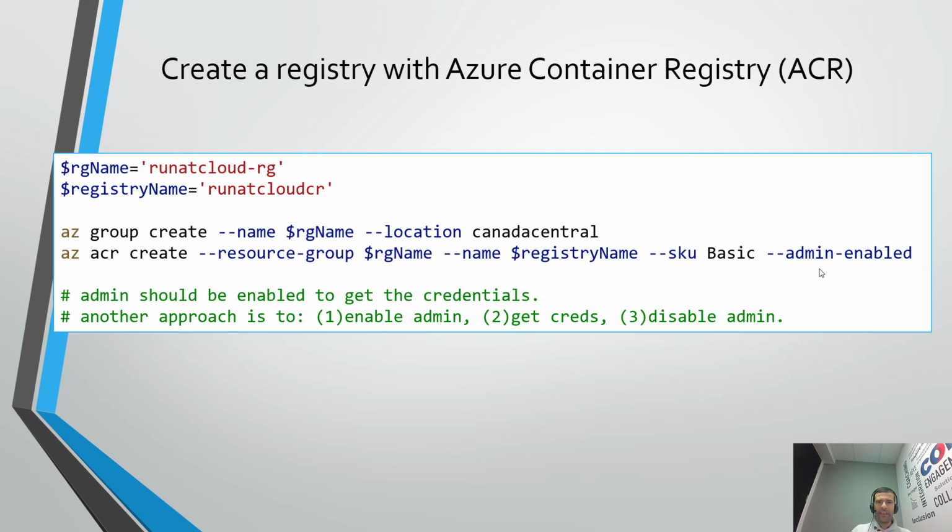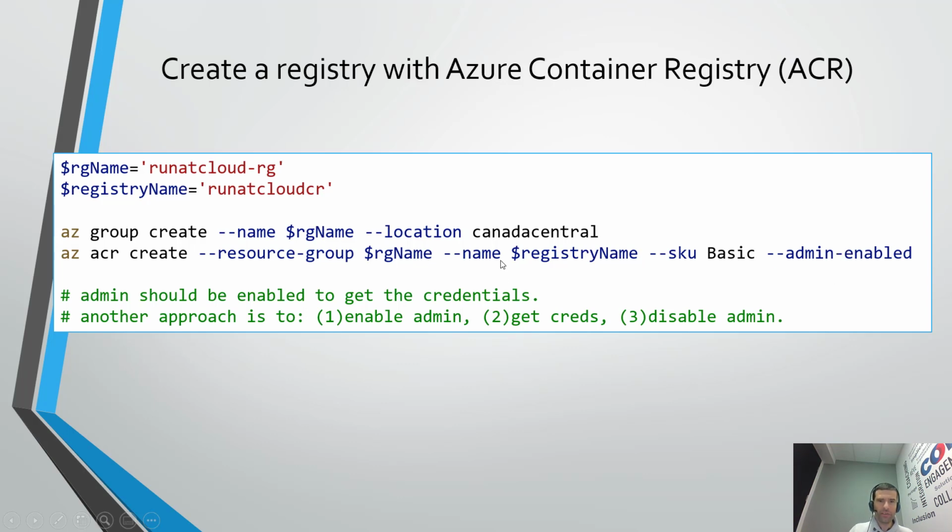So let's make things more concrete. Let's dive into creating a registry and publishing a module. The first thing we need to do is create a registry with Azure Container Registry. On the screen you have the commands for that. First we create a resource group if we don't have one already. Then we create an ACR. We will use the Basic SKU and we will enable admin credentials.